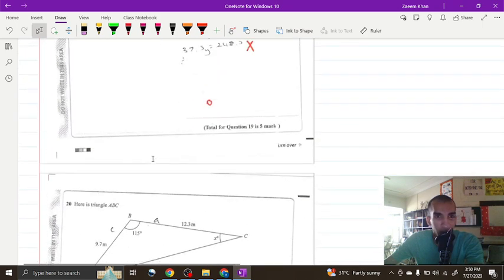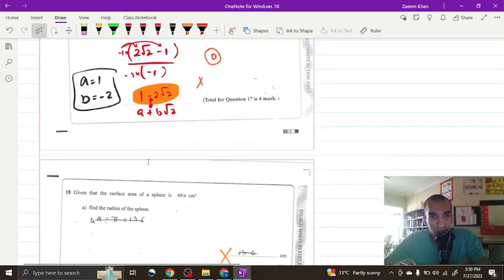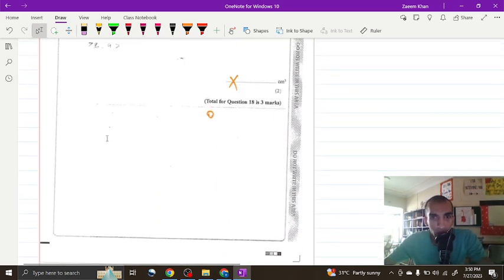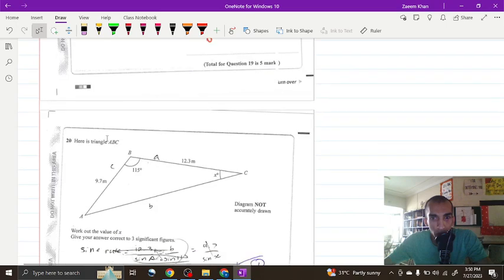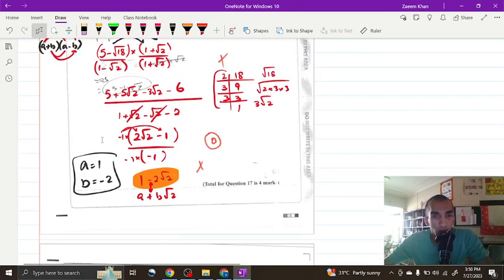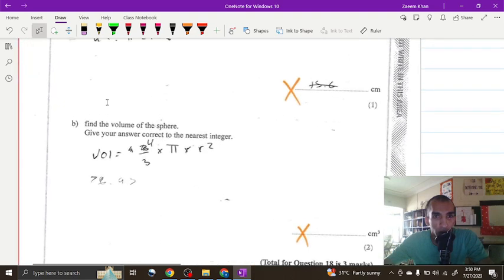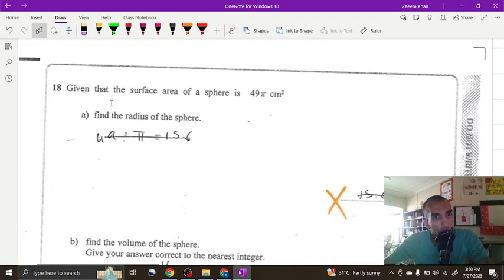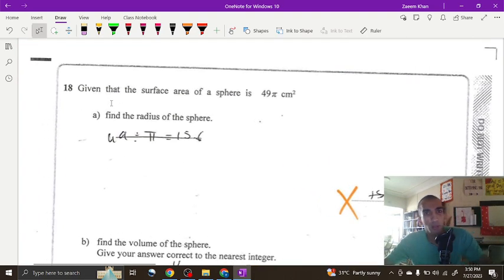Here we go back. One. Okay, we need to do this. I was really hoping we could finish this today. Let's gear up our speed. Given that the surface area of a sphere is 49 pi, what is the radius of the sphere? Can you give me the formula of the sphere?